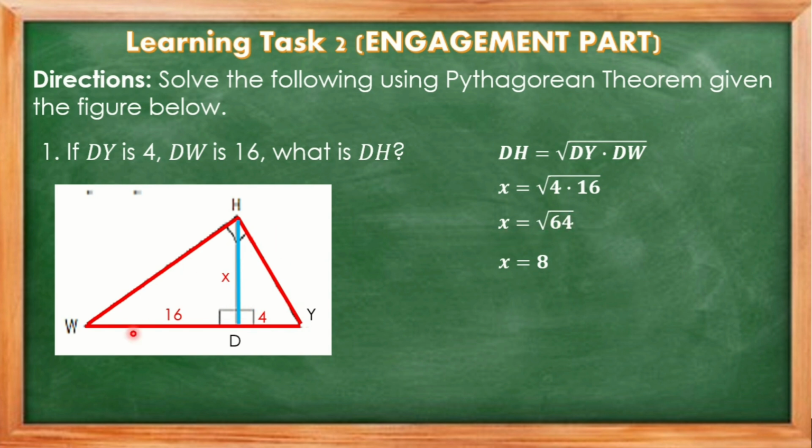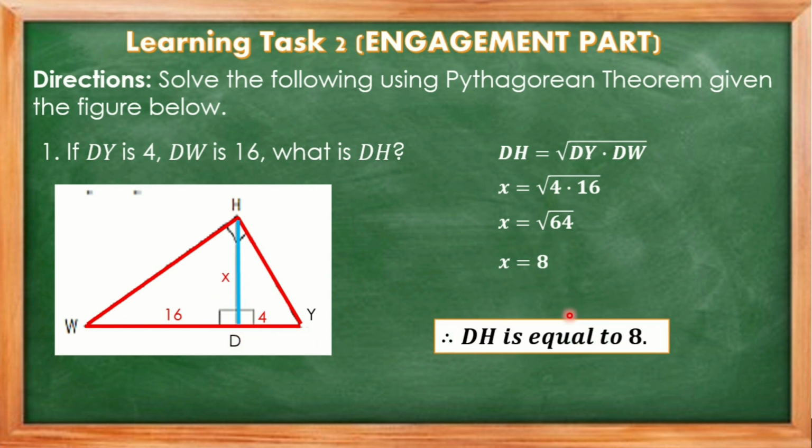So, since hinahanap natin ay yung mga measurement dito, i-disregard natin yung mga negative na value. Kaya, yung x natin dito or yung altitude natin sa number 1 is equal to 8. Okay, so therefore, DH is equal to 8.